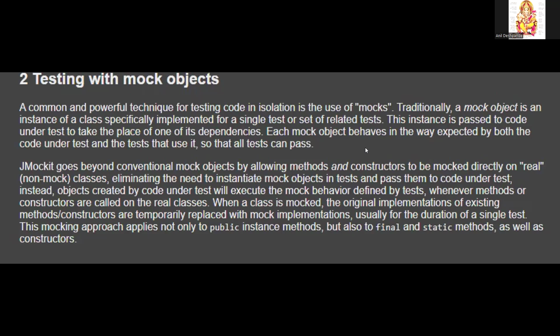So this simply means that if I need to prepare an object, I should be able to mock not just its methods, but also the constructors. So that's where JMockit helps you. JMockit goes beyond conventional mock objects. How does it go beyond? By allowing methods and constructors to be mocked directly on real classes. So this eliminates the need to instantiate mock objects in tests.